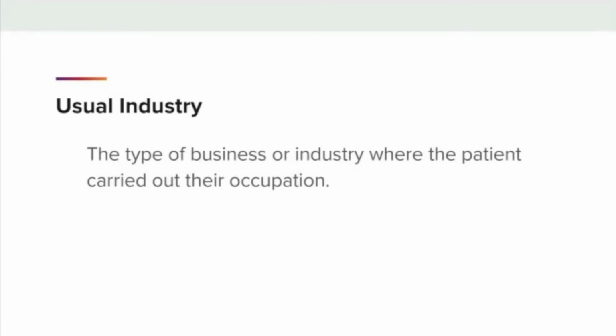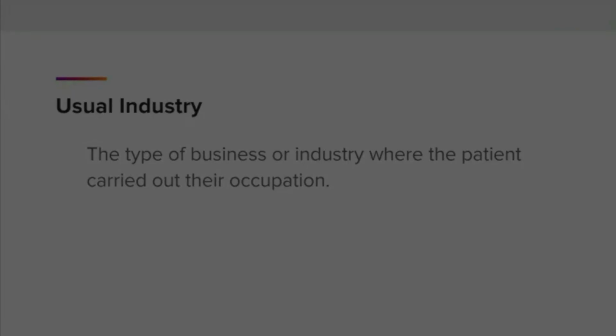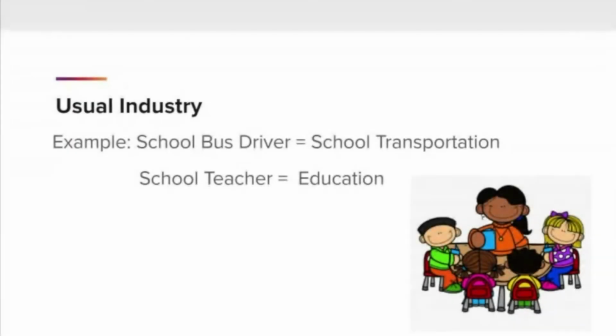Now that we understand a little more about usual occupation, let's take a look at usual industry. Industry is simply the type of business or industry where the patient carried out their occupation. An example for usual industry for a school bus driver would be school transportation, and a school teacher's industry would be described as education.